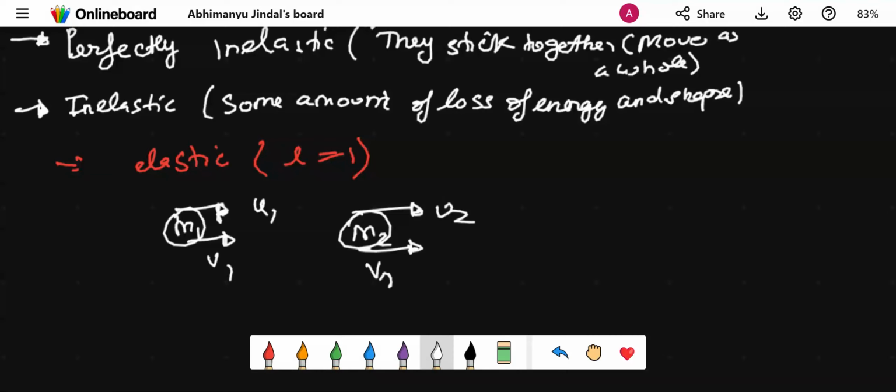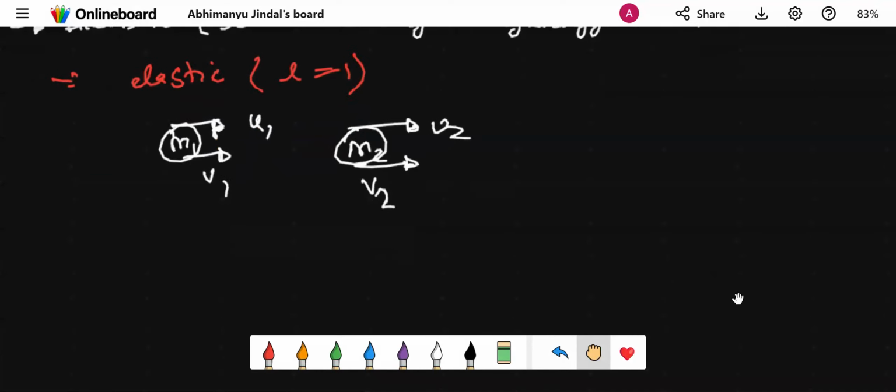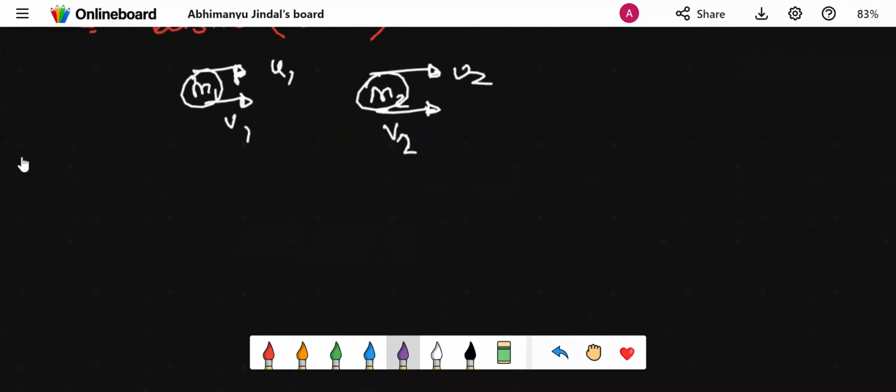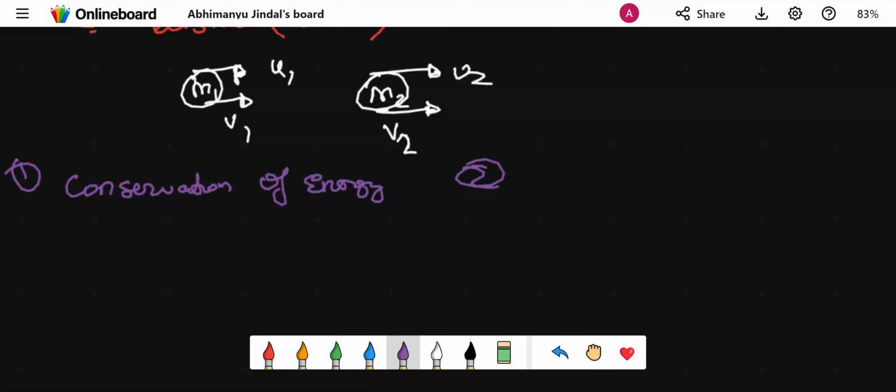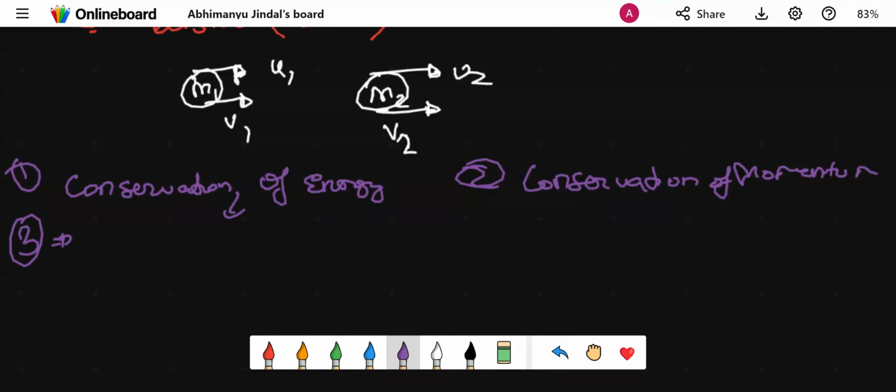In order to find u1, u2, v1, v2, or stuff like that, we use equations. There are basically two main rules to remember. One is conservation of energy. Second is conservation of momentum. And the third is derived from energy itself.